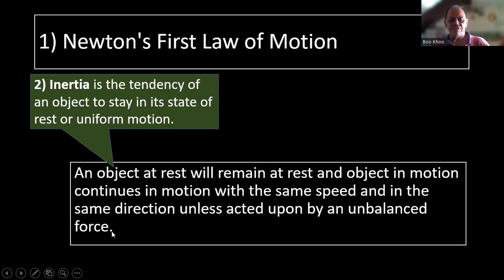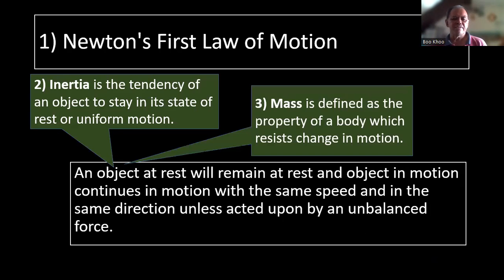Yeah, there can be many forces acting on it, but we are looking for one resultant force. So the object, we say, has inertia. What is inertia? It is the tendency of an object to stay in a state of rest or uniform motion. If it's not moving, it doesn't want to move. If it's moving, it continues with its own uniform motion.